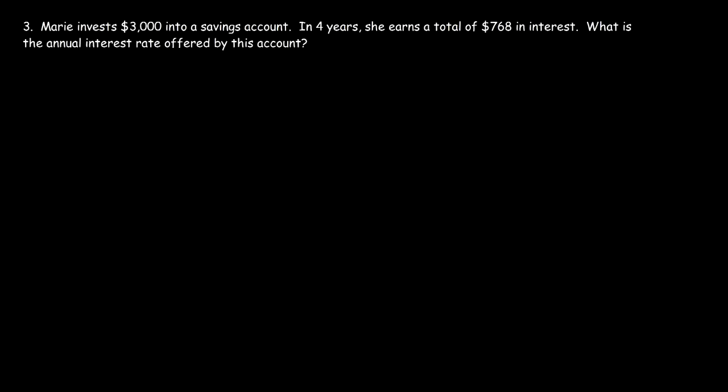Number 3. Mary invests $3,000 into a savings account. In 4 years, she earns a total of $768 in interest. What is the annual interest rate offered by this account? So we're going to use the same formula. Now in this problem, what's I, what's P, what's R, and what's T?